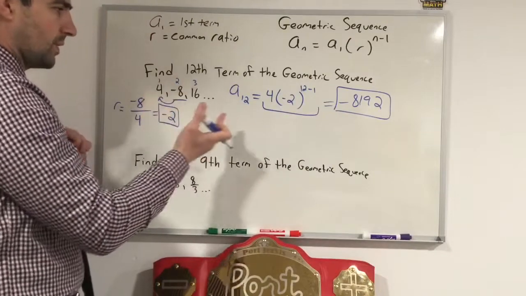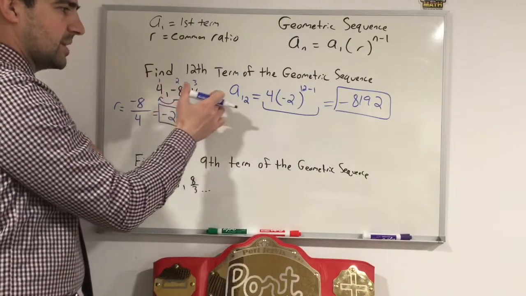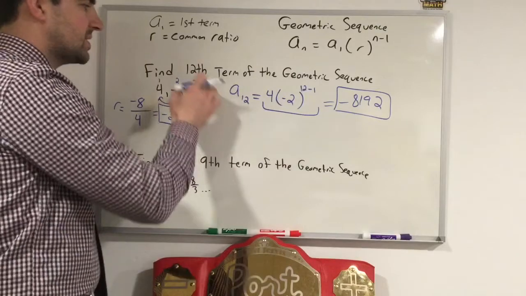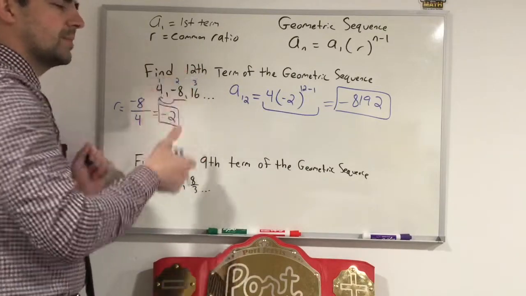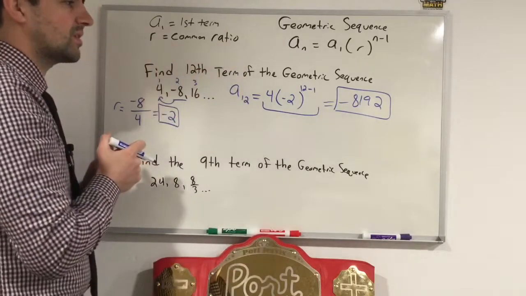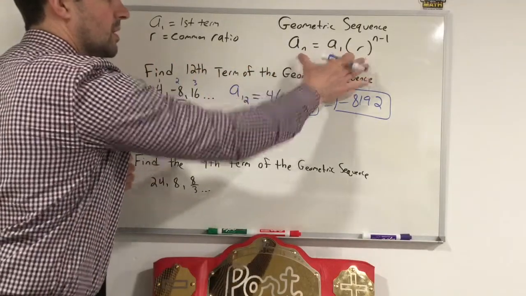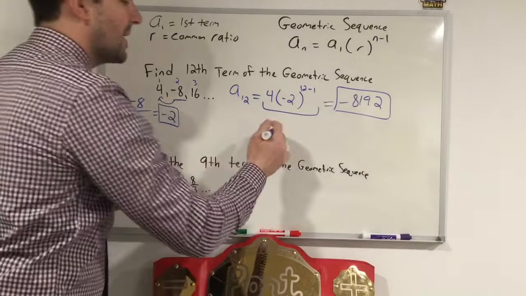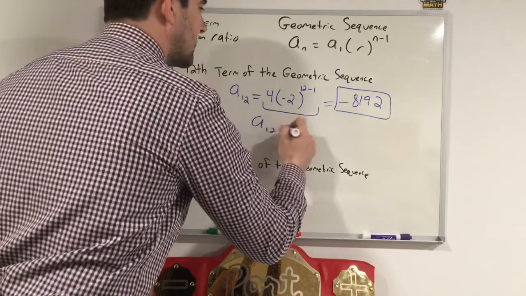You could also, if you really wanted to, multiply 16 by -2 by -2 by -2 to get to the 12th term. But again, this number could be a lot higher. It could be the 20th, the 40th, the 150th term. So we want to make sure we have a formula that we're able to use. So a sub 12 equals -8,192.